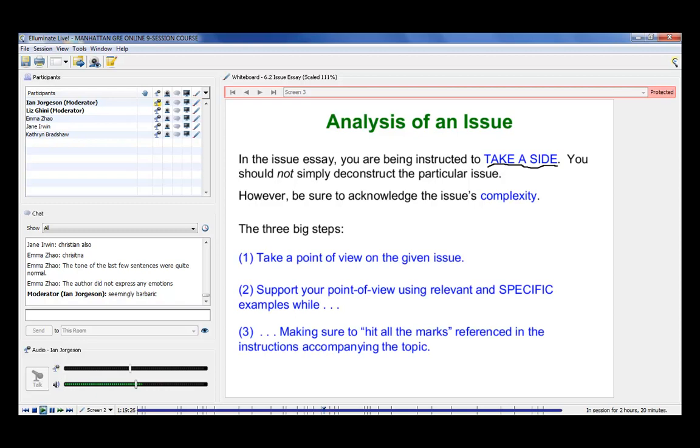So 3 big steps. Take a point of view, support that point of view using relevant and specific examples, and then make sure that you're going to get all of the instructions referenced in the task. And I'll show you guys what that looks like in just a second. But in other words, number 3 means follow the instructions. It doesn't matter if you write a brilliant essay. If you write a brilliant essay that's not what they told you to do, you're going to get a low score. So we definitely want to follow their instructions carefully.